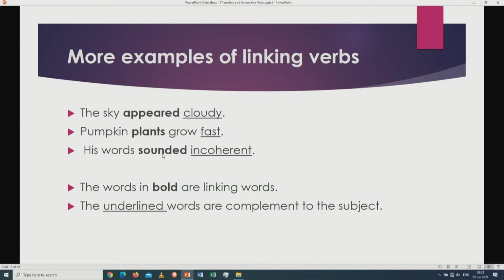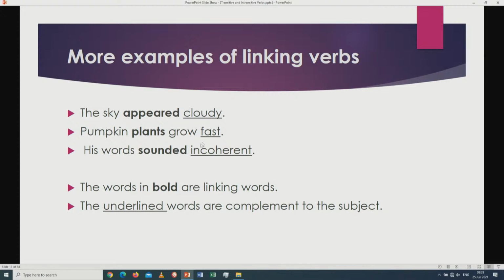His words sounded incoherent. Sounded is your linking verb. His words becomes your subject. So how did his words sound? Incoherent. Incoherent is not an object. So the sentence is intransitive because it doesn't have an object, and incoherent describes the subject, his words. Right. The words in bold are linking words. So appeared, grow, sounded. Those are your linking verbs.